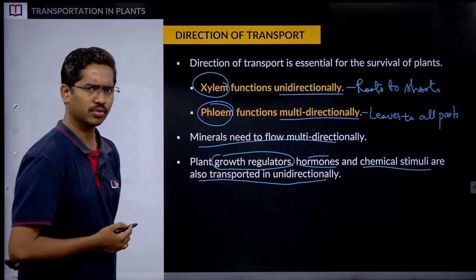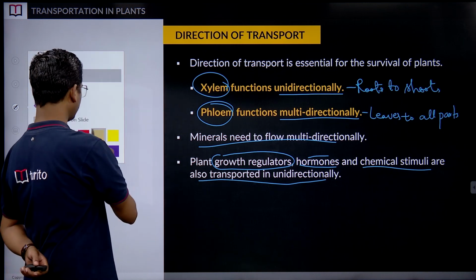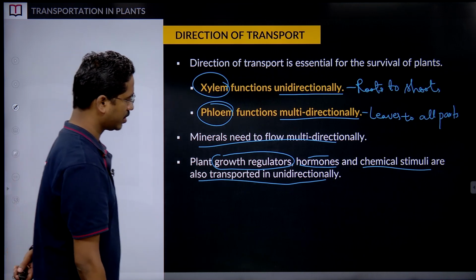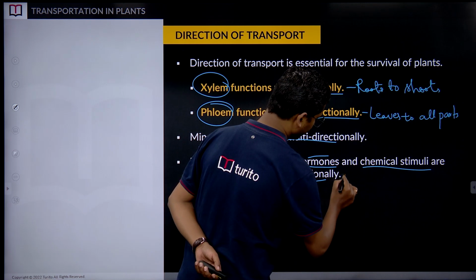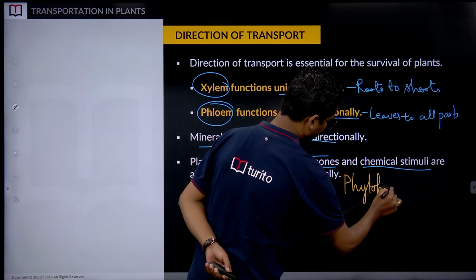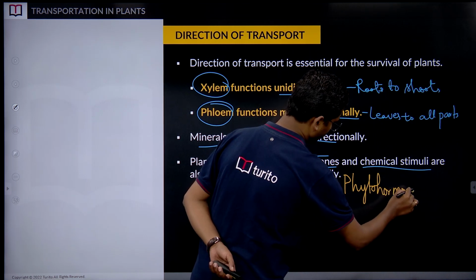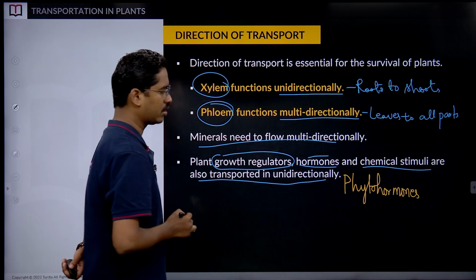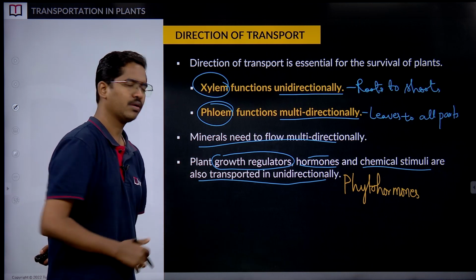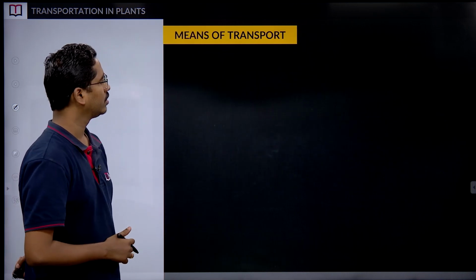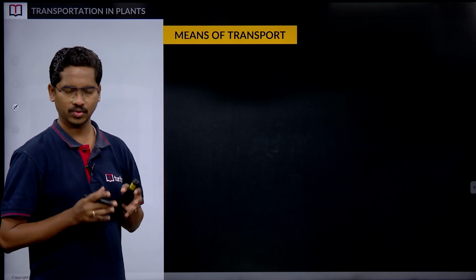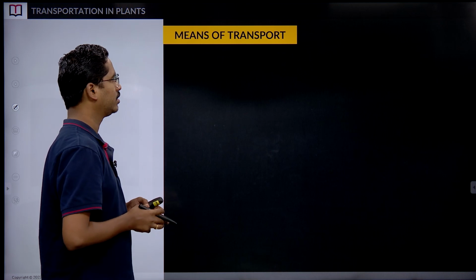Do we have any name for those hormones? Can you guess? Okay, that is quite simple. So, these hormones are basically known as phytohormones. So, instead of saying plant hormones, we have to say them as phytohormones. Got it? So, we do have different means of transportation for the plants.